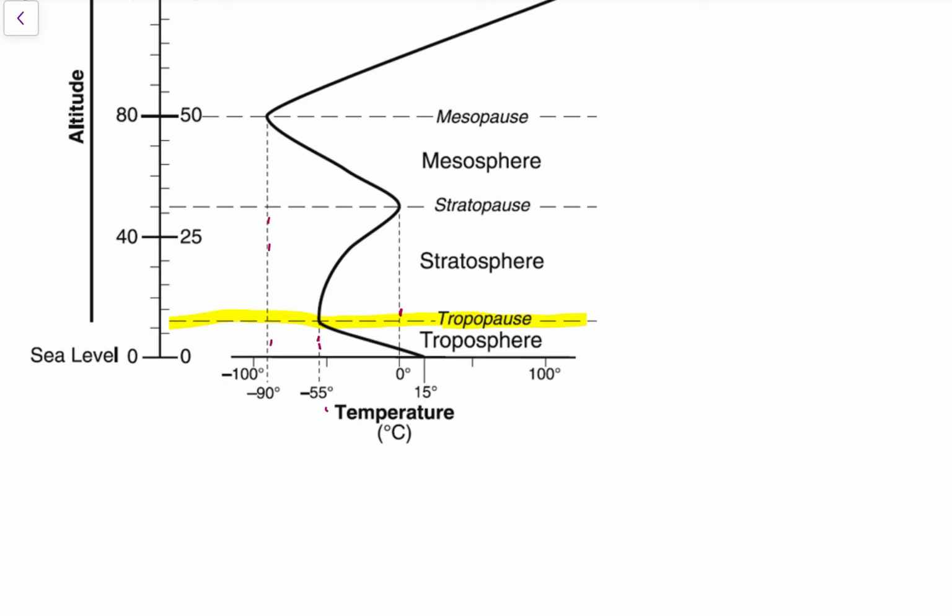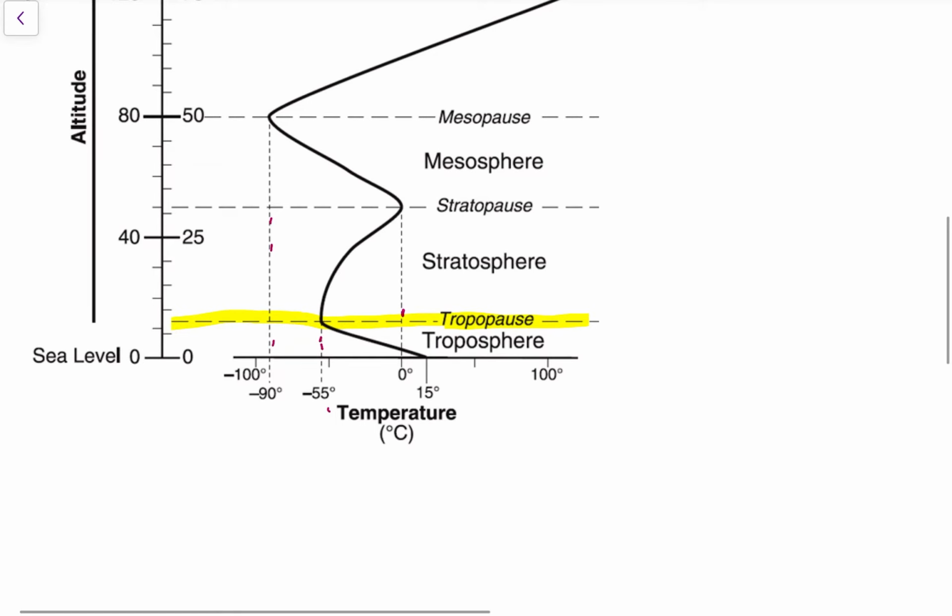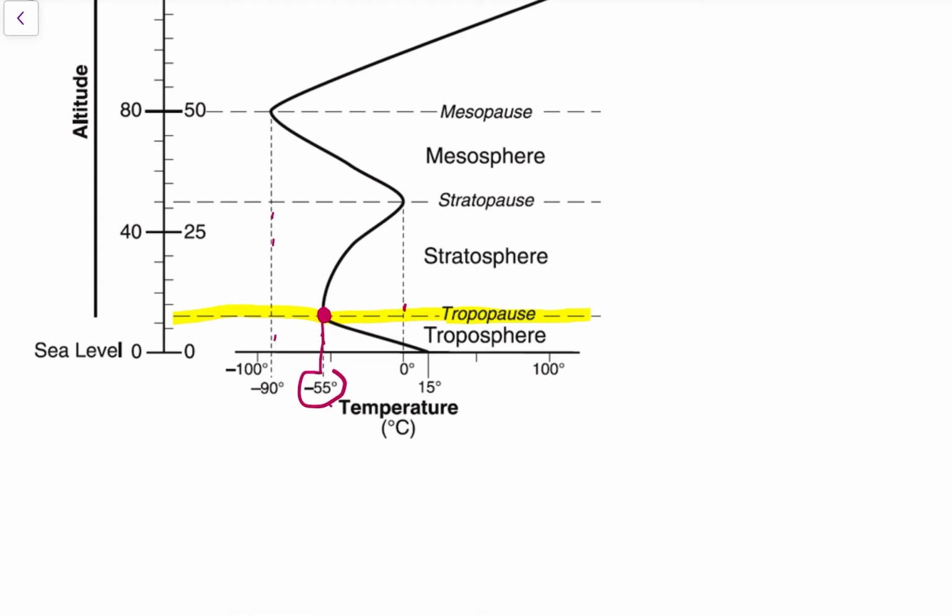If I'm looking for the temperature at the tropopause, I want to see where this black solid temperature line meets the dashed line that represents the tropopause. So my temperature line is this solid black line. It meets the tropopause right here. That's where the two lines intersect. At the tropopause, my temperature is negative 55 degrees Celsius.